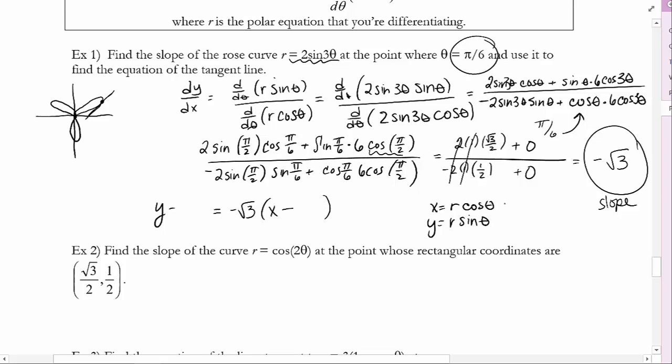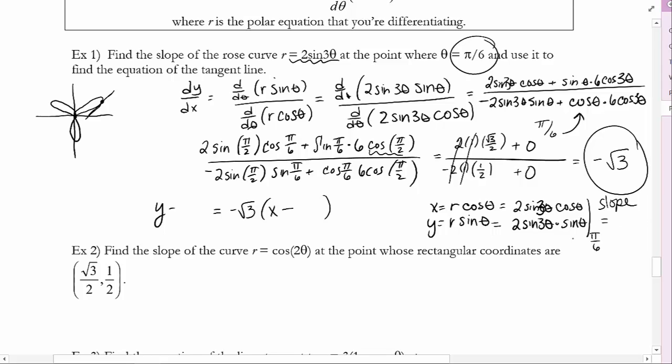So that's going to be 2 sine theta, 2 sine 3 theta, because that's r, times cos theta, and 2 sine 3 theta, because that's r, times sine theta. And then I have to evaluate both of those at pi over 6. Oh my goodness, aren't we done with this question yet?